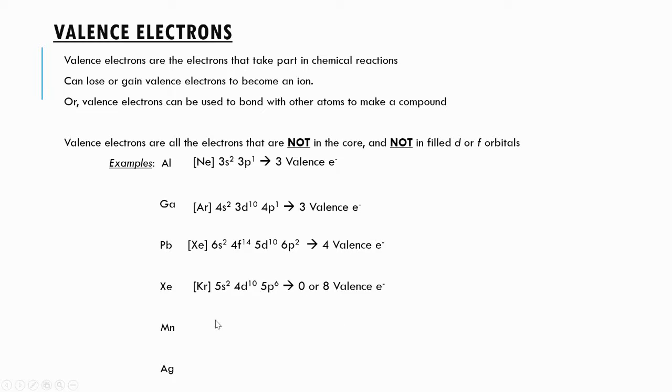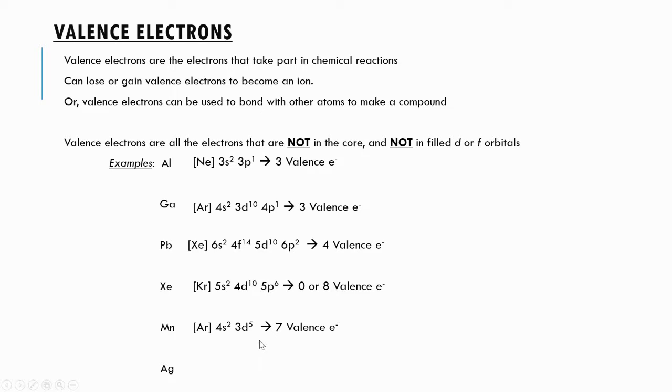All right, let's do manganese. Looking at the periodic table, 4th energy level, do the core notation for it: 4s2, 3d5. So 2 plus 5 is 7. So we've got 7 valence electrons for our Mn.